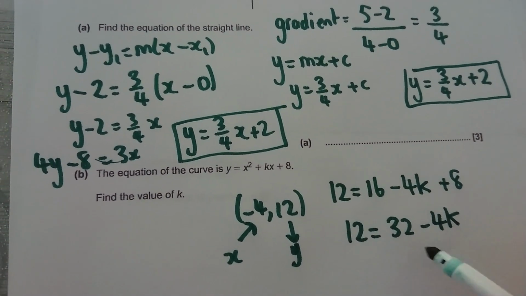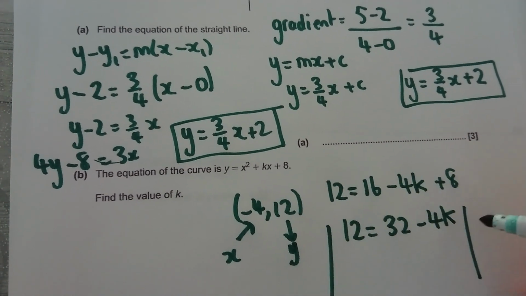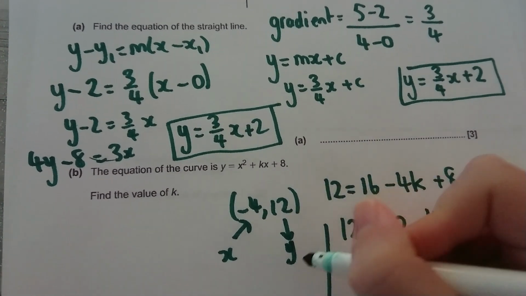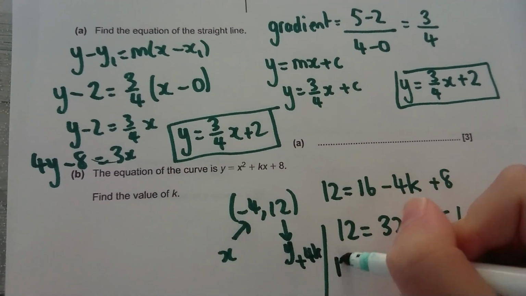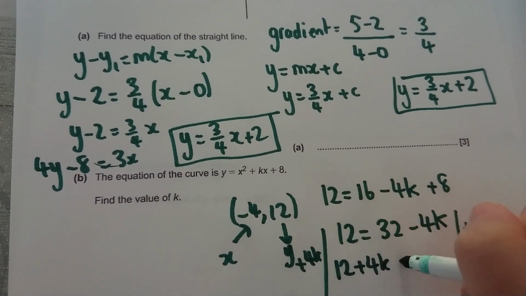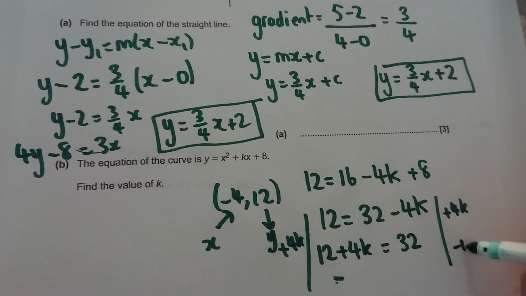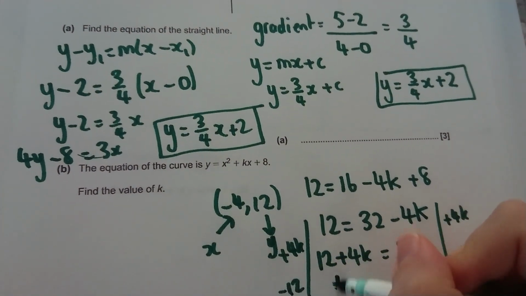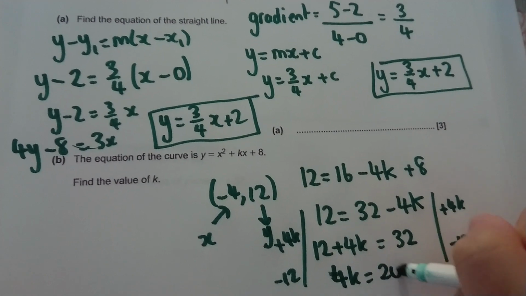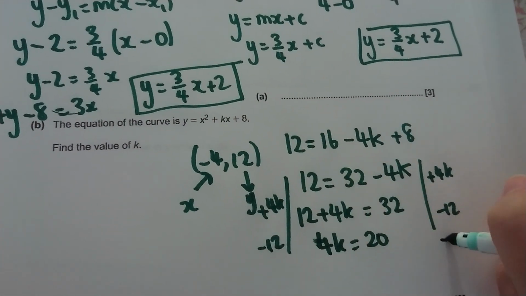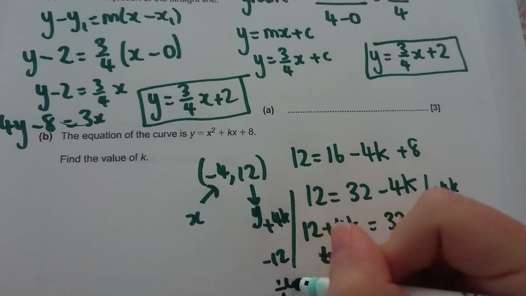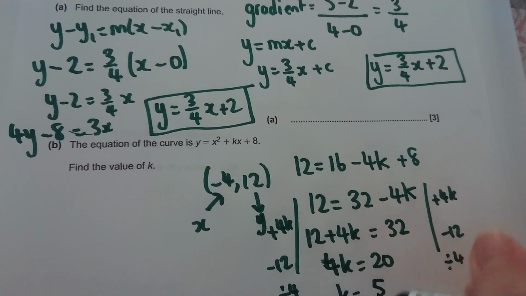So then I could add the 4k, so this is like just solving an equation. So if you add 4k, you would get 12 + 4k = 32. Then you can minus the 12. So 4k would equal 20, and then divide by 4. So k = 5.